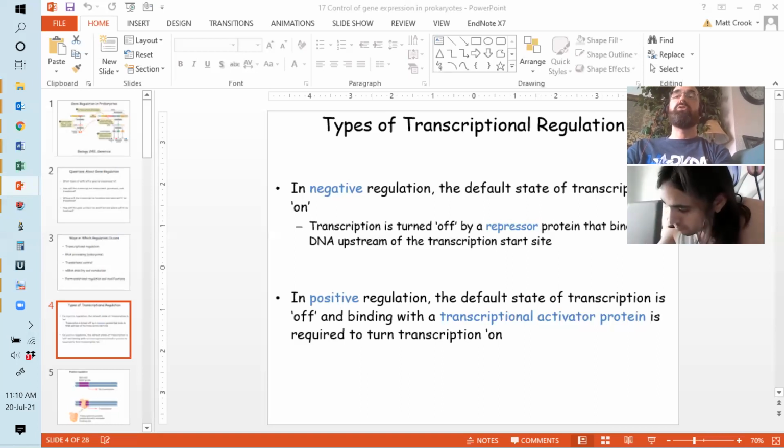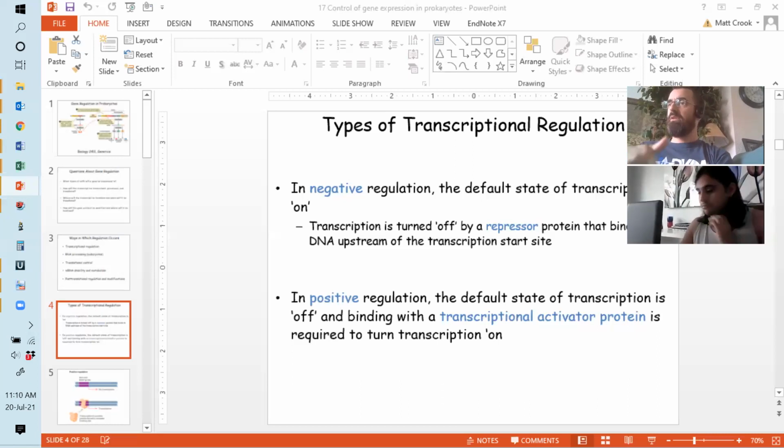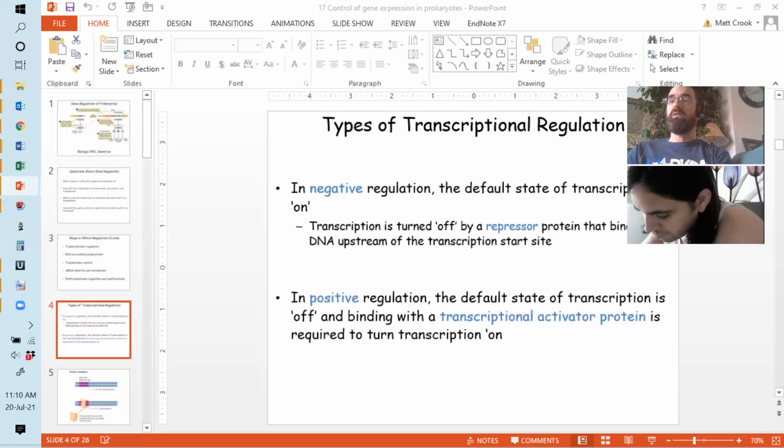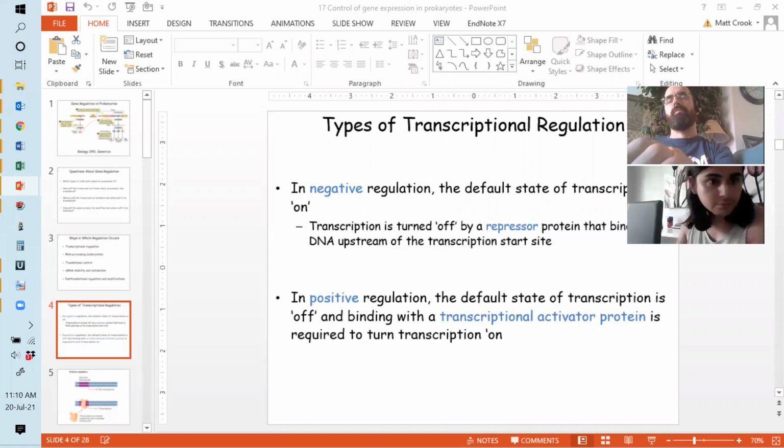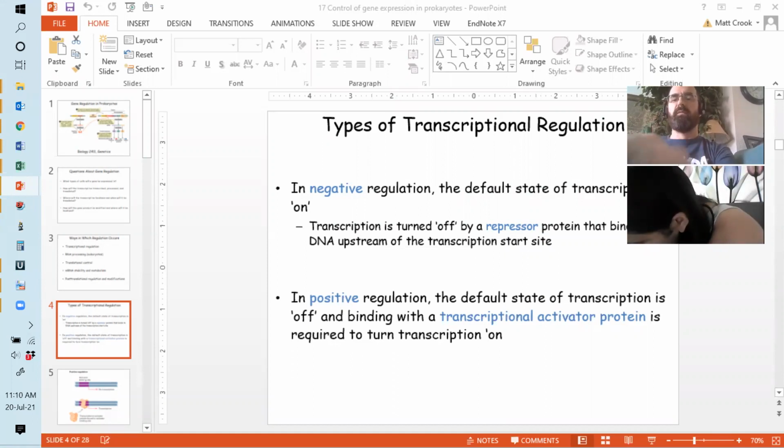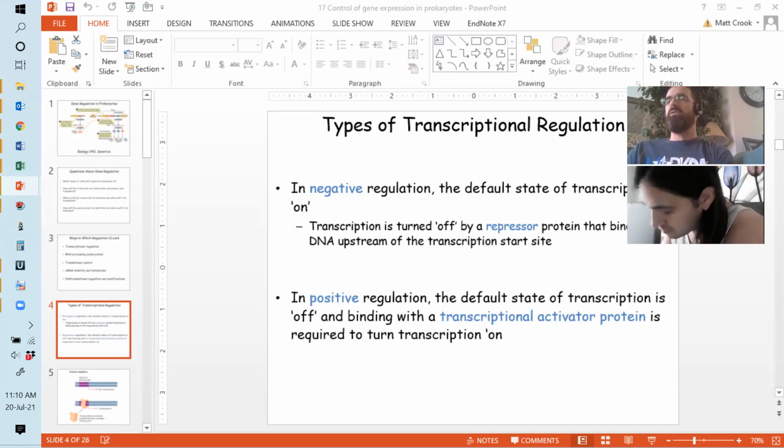Obviously negative is the opposite of that. Now we get into the kind of trickier words, inducible and repressible. And we'll work through the PowerPoint slides as well. They've got some good images. I just want you to have these words in your lexicon, right, before we start. Right. So inducible basically means you're inducing expression to be on.